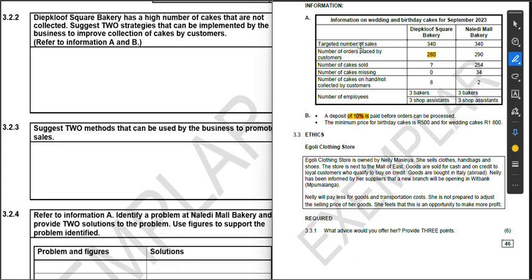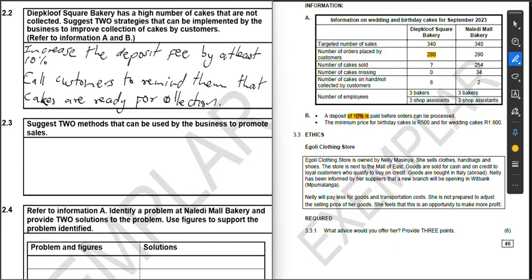All right, thank you very much, ladies and gentlemen. Let us write the answers. All right, here it is. Increase the deposit fee by at least 10%. Call customers to remind them that cakes are ready for collection. So those are the reasons that could be given.